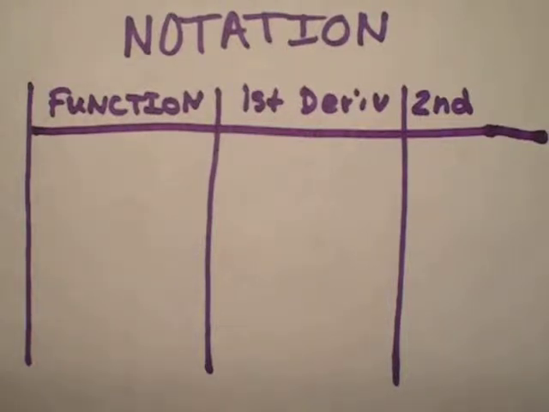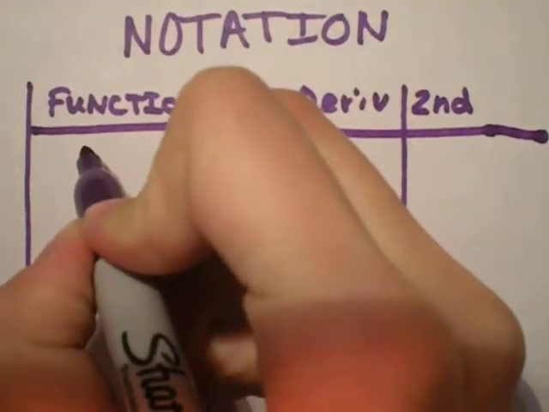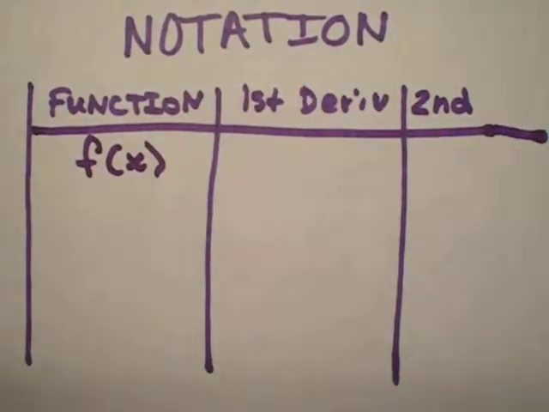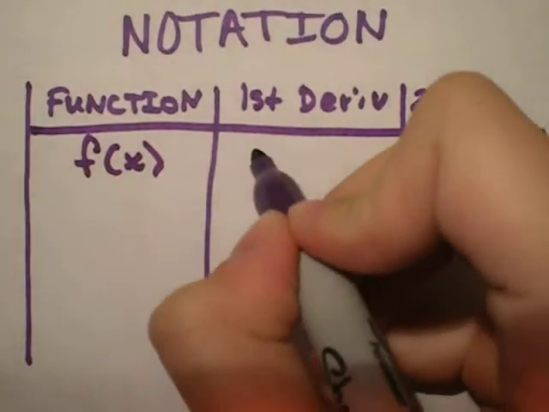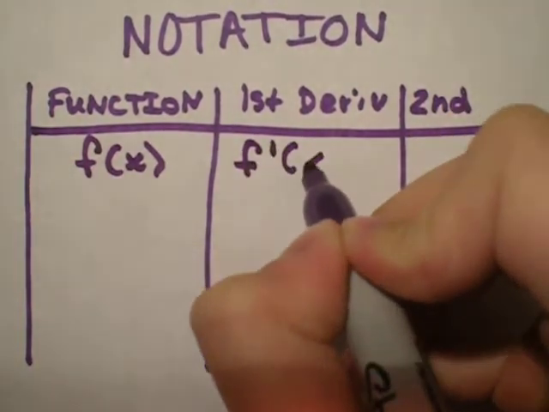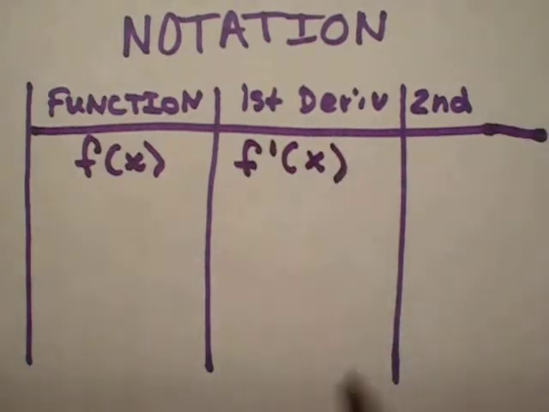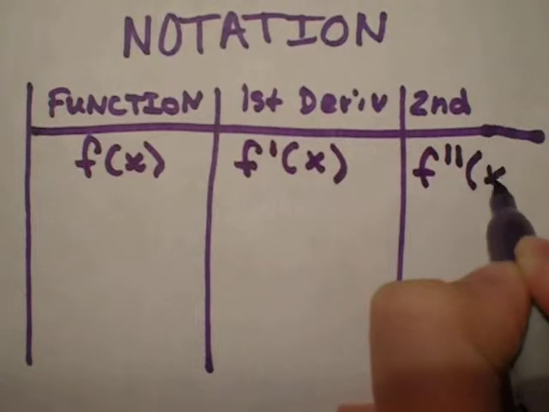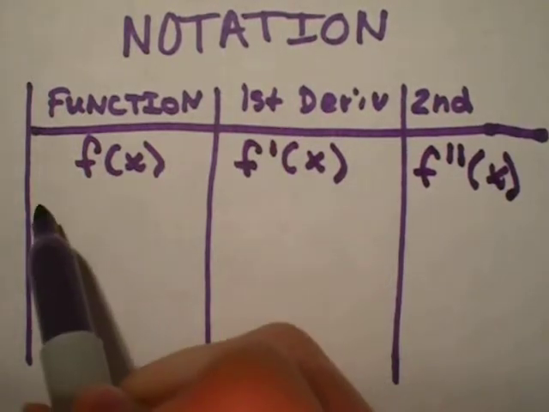Alright, so let's talk a little bit about notation when it comes to derivatives and functions. So let's say we have a function, and our function is, let's say, f of x. So how would we denote our first and second derivatives? So our first derivative would just be f prime of x, and our second derivative would be f double prime of x. So that's really simple.